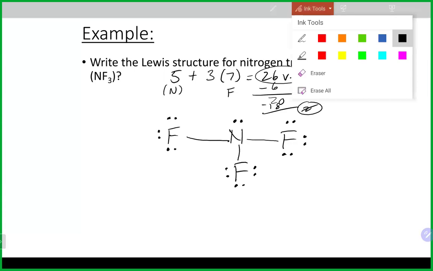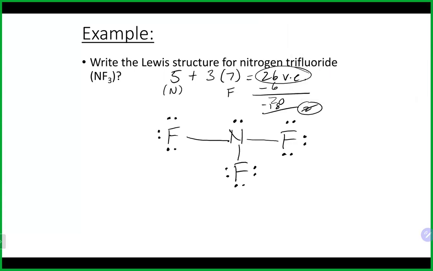The last thing I always want to check is to make sure everybody is happy in terms of the octet rule. If we look at this fluorine on the right, 2, 4, 6, and 8. So he's good to go. This one's identical, 2, 4, 6, and 8. This one's also identical, 2, 4, 6, and 8. And when we look at the nitrogen, 2, 4, 6, and 8. Everybody has 8 valence electrons, and everybody is happy. Any questions on that?